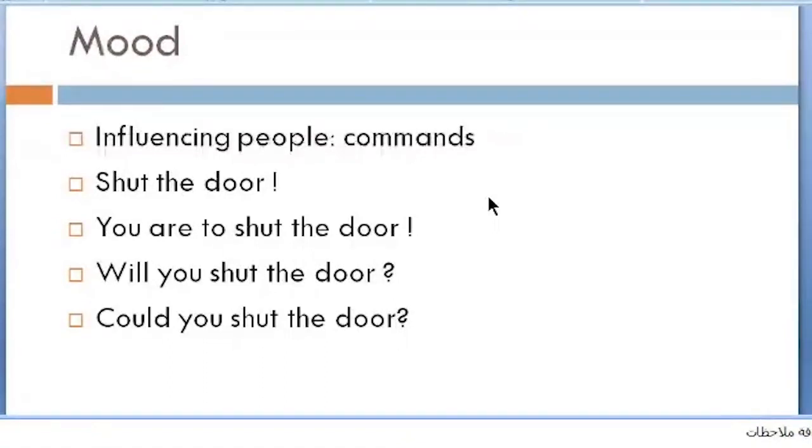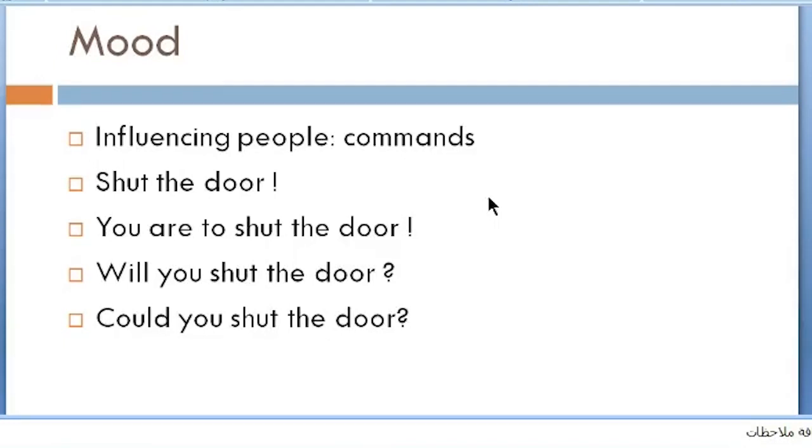You are to shut the door. Will you shut the door? And could you shut the door? When there is an auxiliary, such as will you or could you, the effect is less. It is more polite. And using auxiliaries which are in the past form, again, is more polite than using auxiliaries in the present form. For example, could you shut the door is more polite than will you shut the door. And these two, could you and will you, are more polite than you are to shut the door and shut the door, which is more direct.